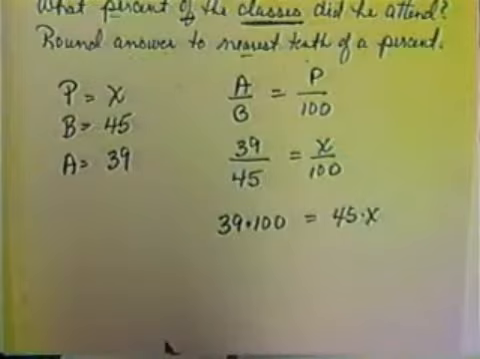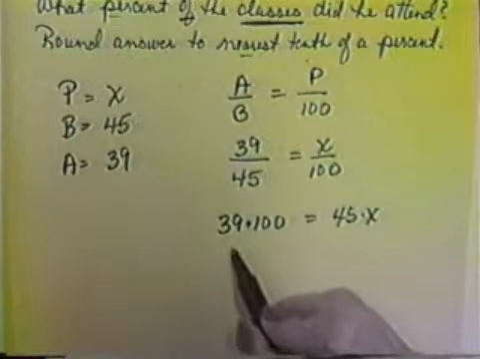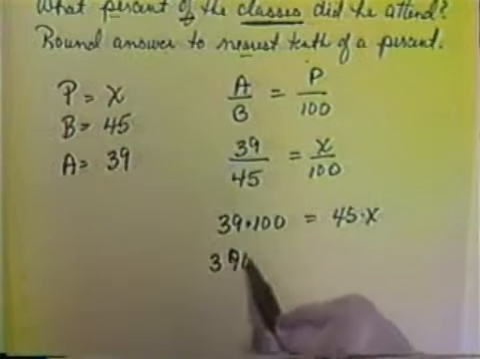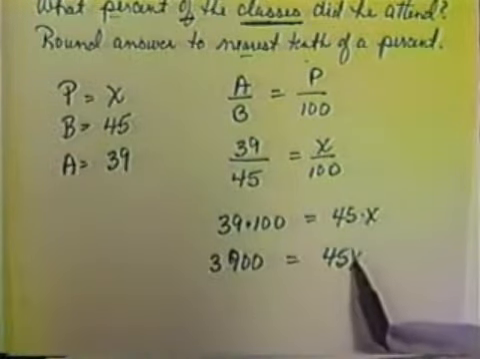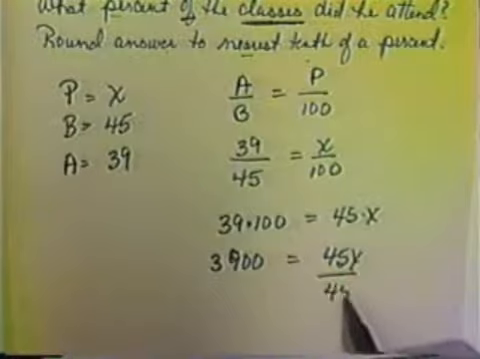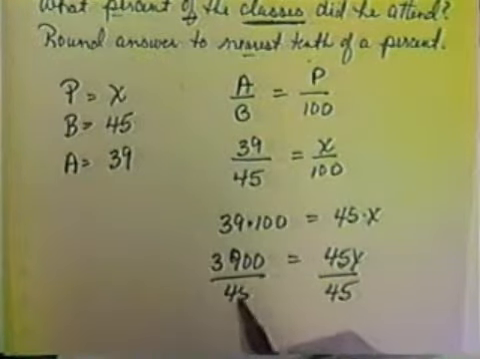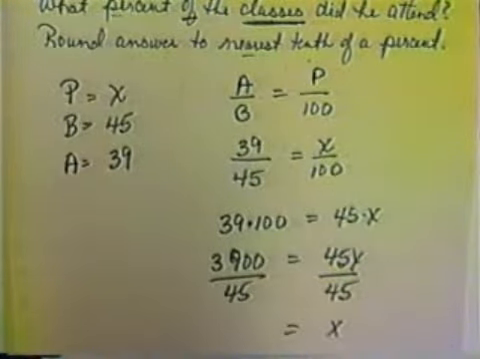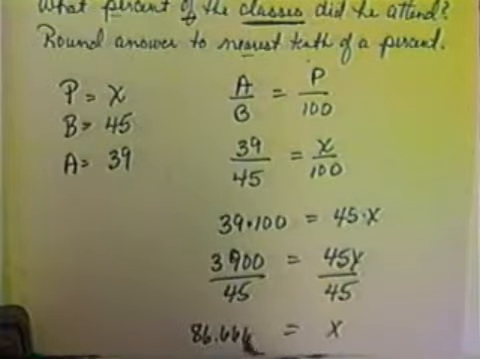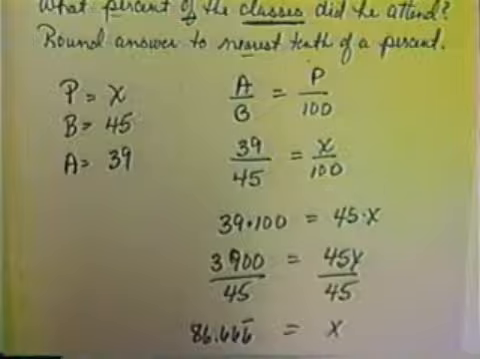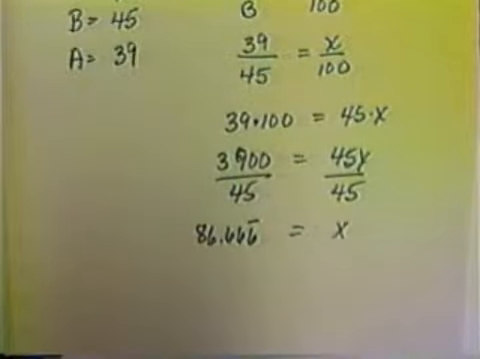39 times 100 is 3,900. So 3,900 equals 45x. To find x, we want to divide both sides by 45. And when we divide 3,900 by 45, we get 86.666, and it keeps on repeating.